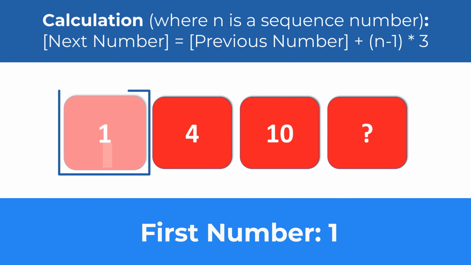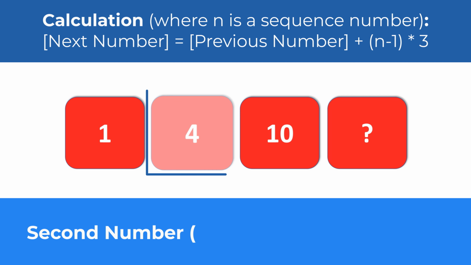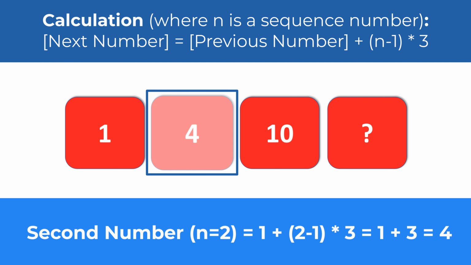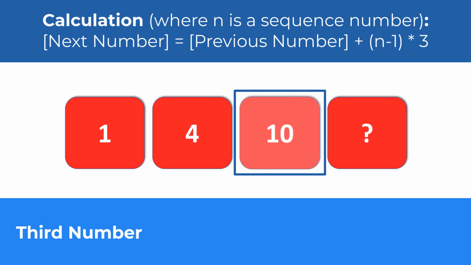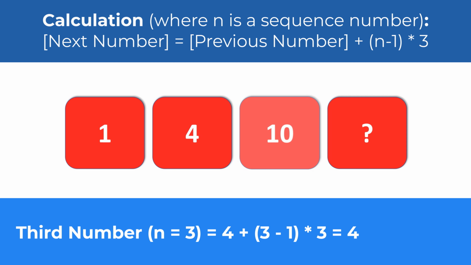The first number in the sequence is 1. The second number, where the sequence number is 2, can be calculated as the previous number 1 plus, in parentheses, 2 minus 1, multiplied by 3, which is 1 plus 3 equals 4. The third number, where the sequence number is 3, can be calculated as 4 plus 2 multiplied by 3 equals 10.